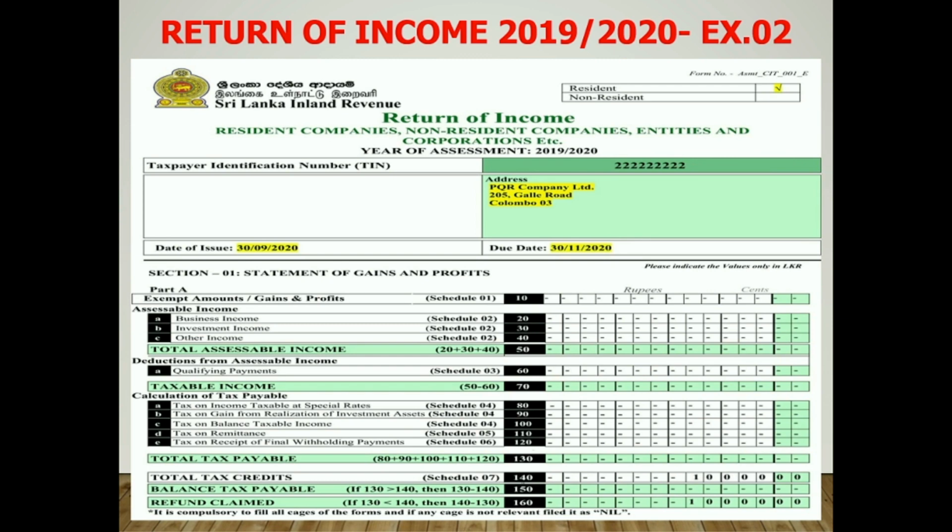In this form, in the first page, you can see that up to cage number 130, there is nothing to be filled because there is no exempted amount, no assessable income, no taxable income, and no income tax payable. So I put a hyphen for each cage, and I have entered amounts only to cage 140, and that amount I have claimed as a refund by declaring under cage 160.